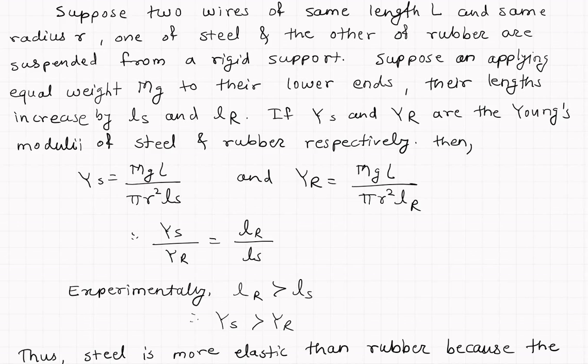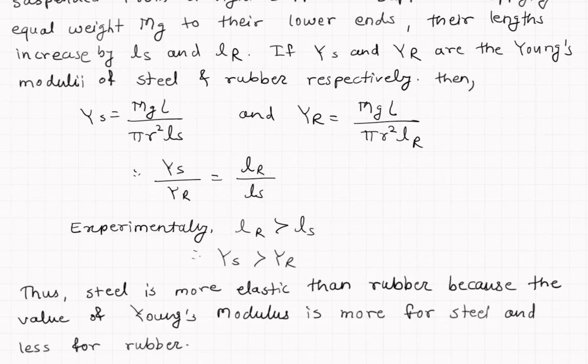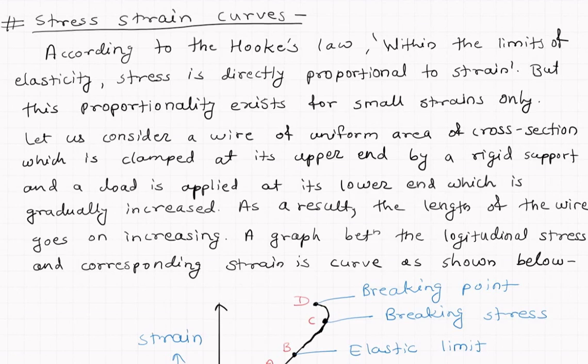Experimentally, Lr is greater than Ls, hence Ys is greater than Yr. Thus, steel is more elastic than rubber because the value of Young's modulus is more for steel and less for rubber. Next is stress-strain curves.